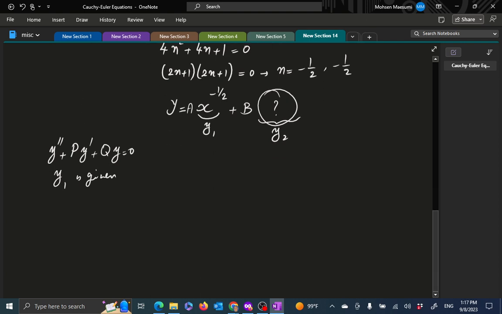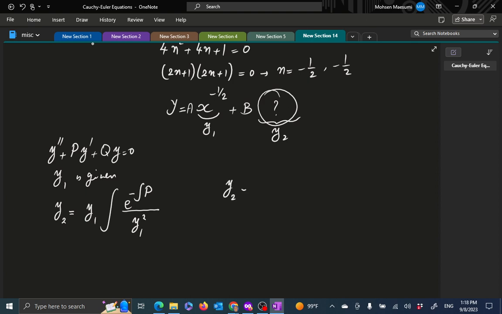So we had a method of reduction. We can go through that process from scratch, or we had a ready-made formula for it. y2 was y1 times a big integral of the exponential of minus the integral of p, over y1 squared. Let's practice that and get ourselves a y2. So in this case, y2 is going to be whatever y1 you had, x to the power of minus a half, times an integral of the exponential of. Now, who is my p and who is my q?